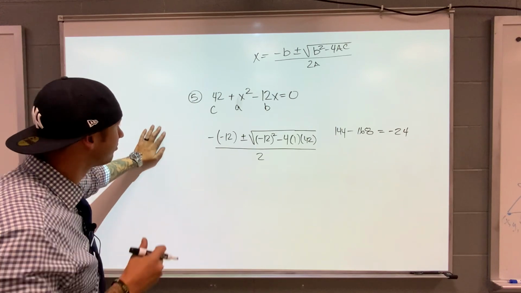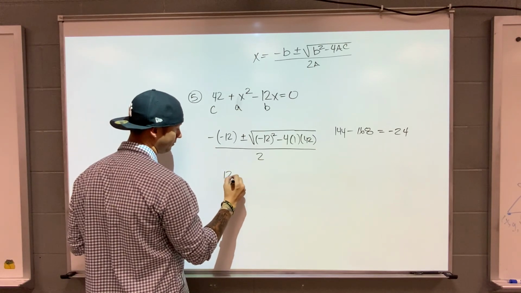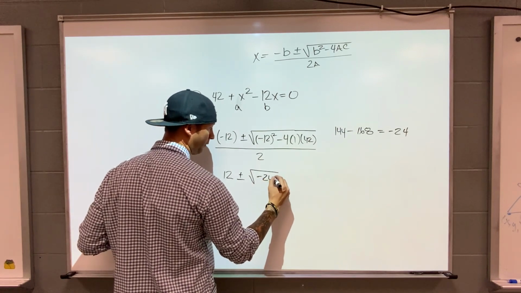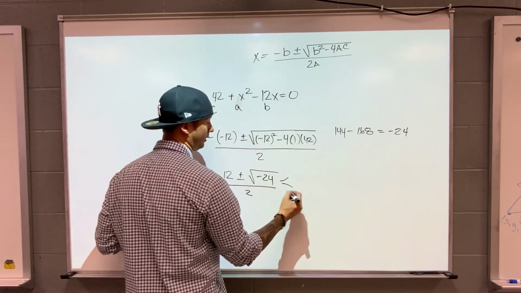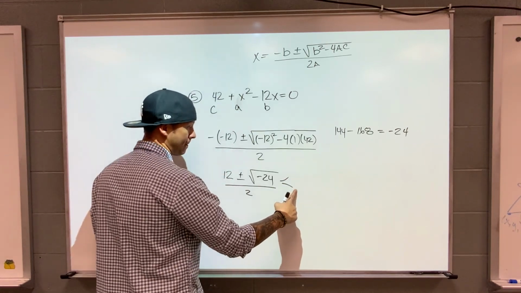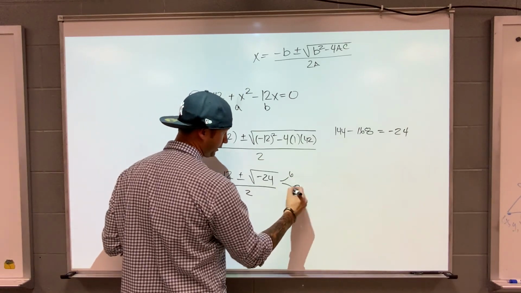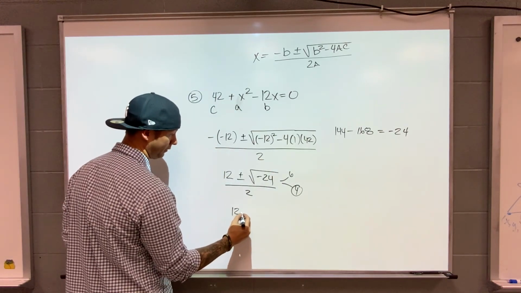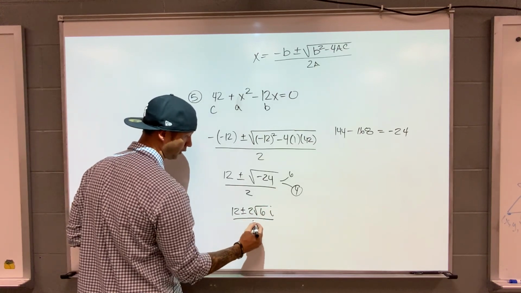Okay, simplifying, we got 12 plus or minus square root negative 24 over 2. 24 can be rewritten. First off, it's negative, so i is going to come out. And then this is going to be 4 times 6. I can pull out a 2, and this is 2 times 3, so 6 will just be left over. So this is going to be 12 plus or minus 2 root 6i over 2.